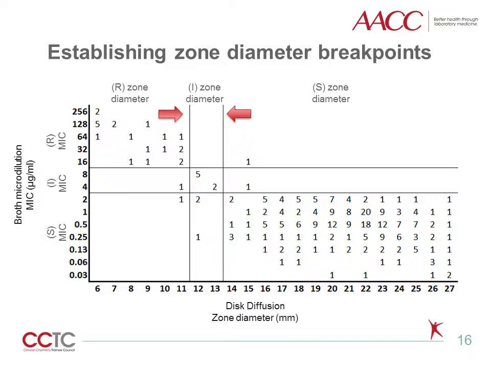In essence, you do not want to categorize an isolate as susceptible by disc diffusion when it is resistant by broth microdilution, and vice versa. This is shown with the two red arrows. Establishing the zone diameter breakpoints at less than or equal to 11 for resistance, 12 to 13 for intermediate, and greater than or equal to 14 for susceptible for the hypothetical drug X aligns the isolate with the MIC breakpoints with the least number of discrepancies.